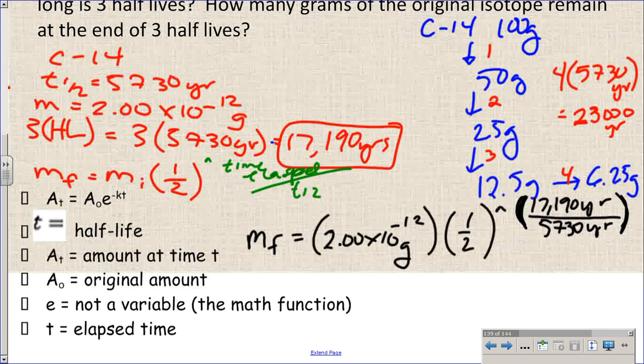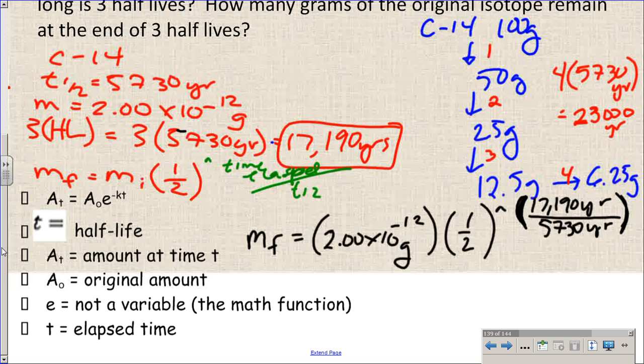So what's 17,190 divided by 5,730? 3, right? Because we just did that. We just said 3 times 5,730 is equal to 17,190. So can't I just raise this to the power of 3? It's the same thing as me doing that fraction.